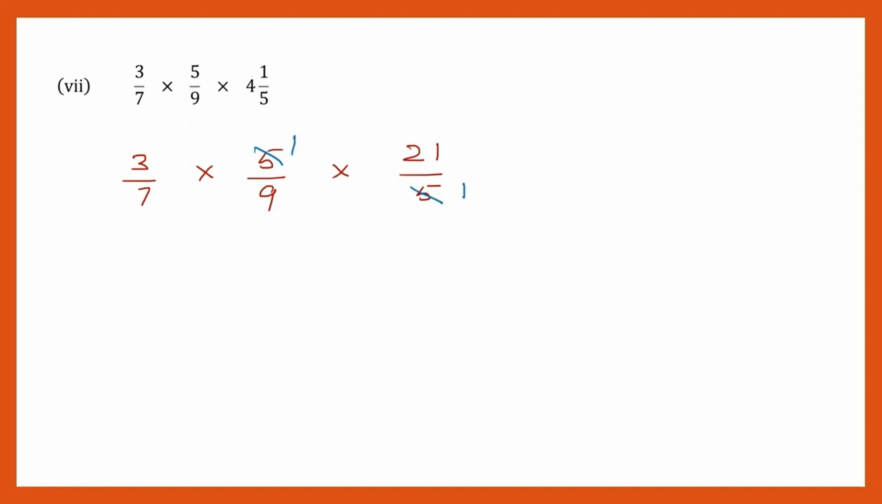Is there something else we can cancel? How about 3 and 9? 3 ones are 3, 3 threes are 9. Can we cancel 7 and 21? 7 ones are 7, 7 threes are 21. Is there something else that we can cancel? I can cancel this 3 and this 3, both by 3. 3 ones are 3, 3 ones are 3.